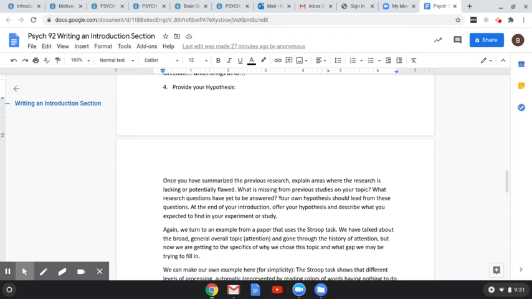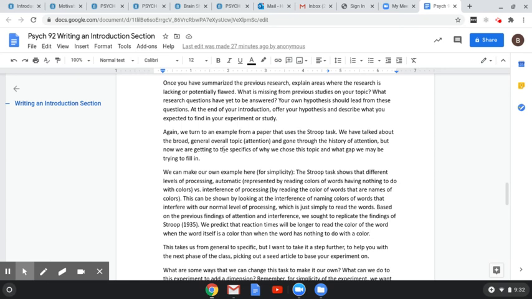We have talked about the broad, general overall topic of attention or interference. We've gone through the history of attention as far as what has been published. Now we're getting into the specifics of why we chose this topic and what gap in the literature we may be trying to fill in. We can make our own example here for simplicity.